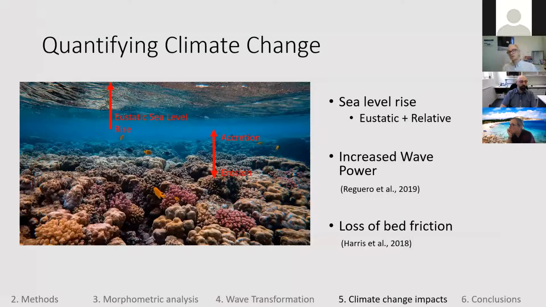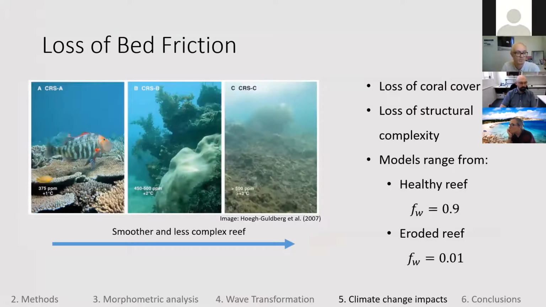So in forecasting into the future, we had to consider a number of different climate change effects, namely sea level rise, both static and relative, which is dominated by the accretion and the erosion of the reef. We see an increase in wave power and also a loss of bed friction, the latter of which was one of the most influential on wave energy dissipation. So loss of bed friction is due to the loss of coral cover, a loss of structural complexity.